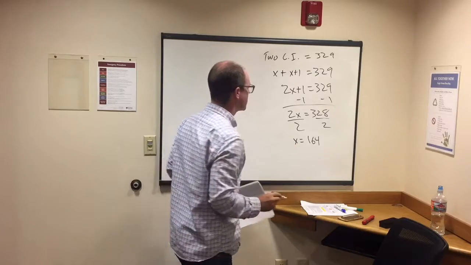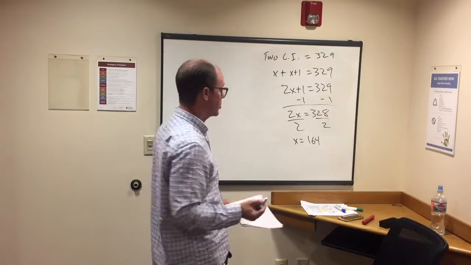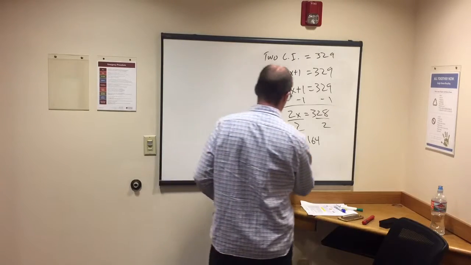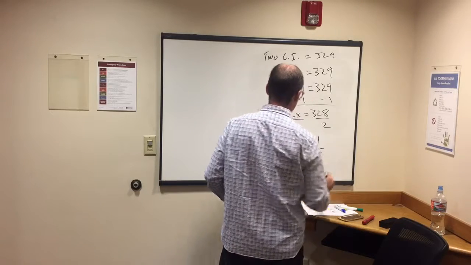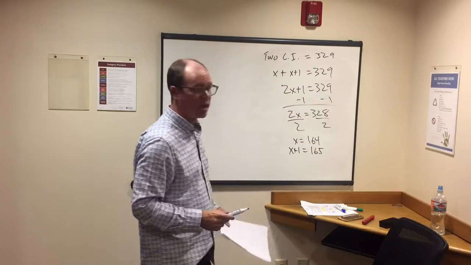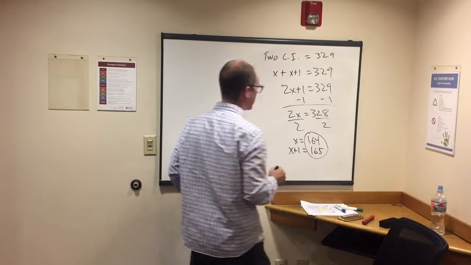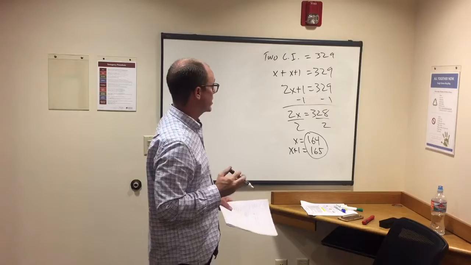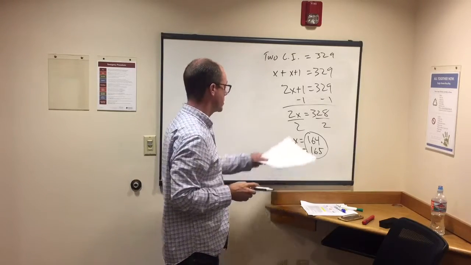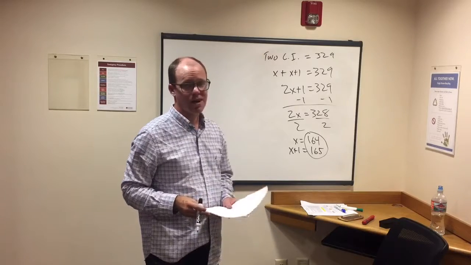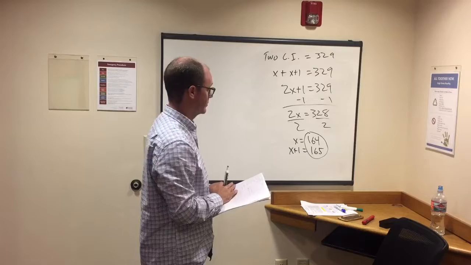x equals 164. And then if they asked you for the second integer, or they asked you for both of them, x plus 1 is 165. So those are our two consecutive integers. And if you wanted to back check it, which is never a bad idea, then just add those two numbers together. 164 plus 165 does equal 329, and then we know we got the right answer.